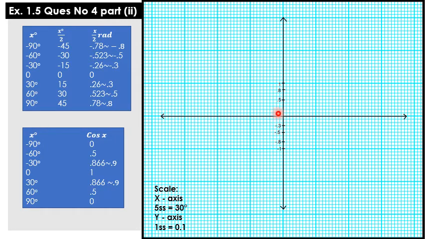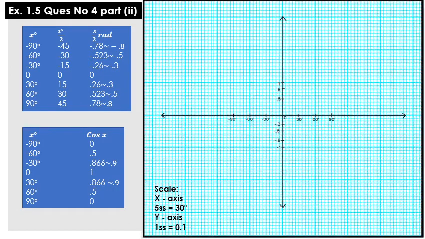The points are marked on the axes. On the y-axis this is minus 0.3, minus 0.5, minus 0.8, minus 1. This will be 0.3, 0.5, 0.8, and 1. On the x-axis is minus 90, minus 60, minus 30, 0, 30, 60, and 90. And now we start plotting these values.